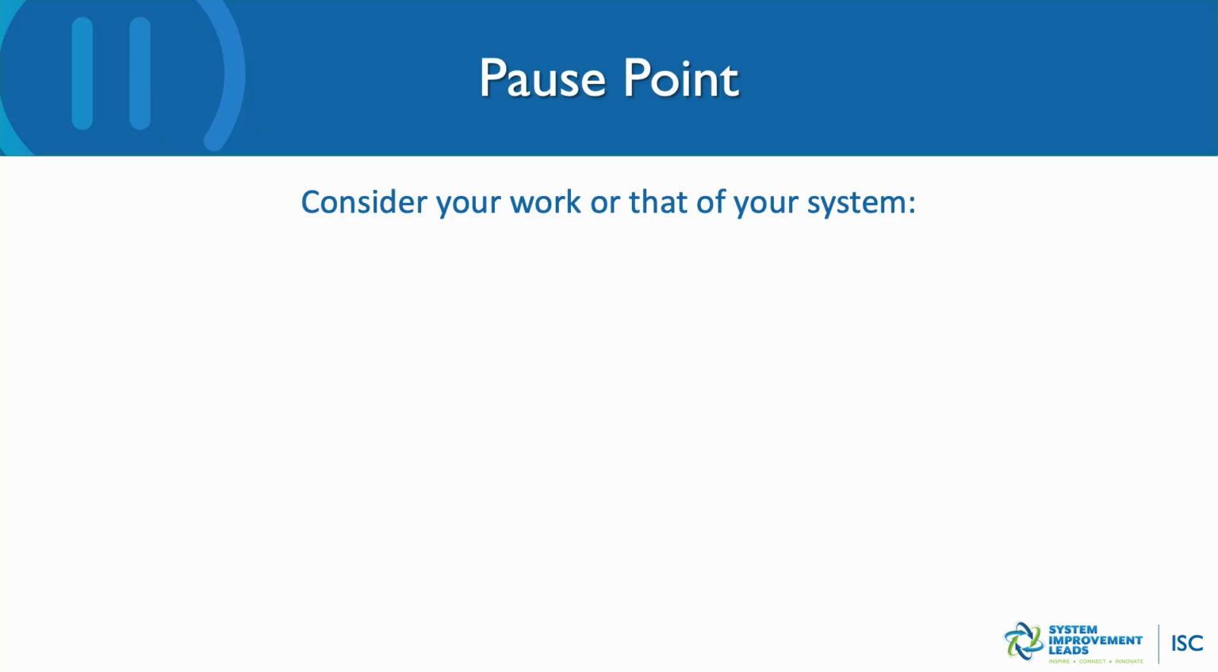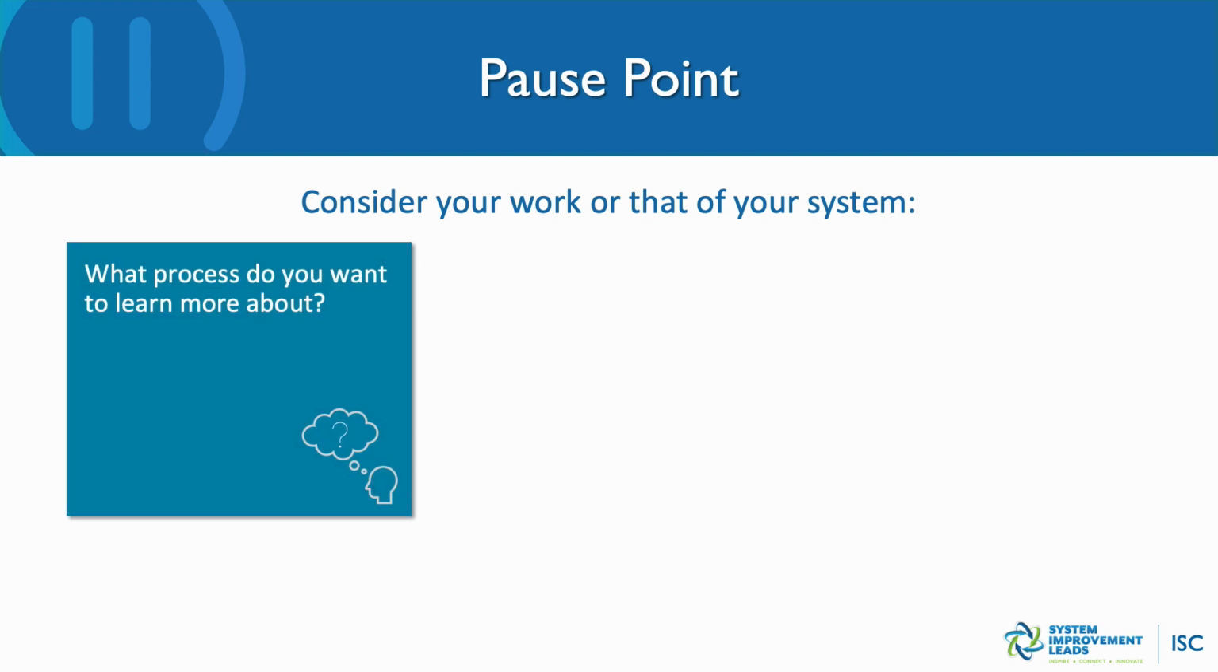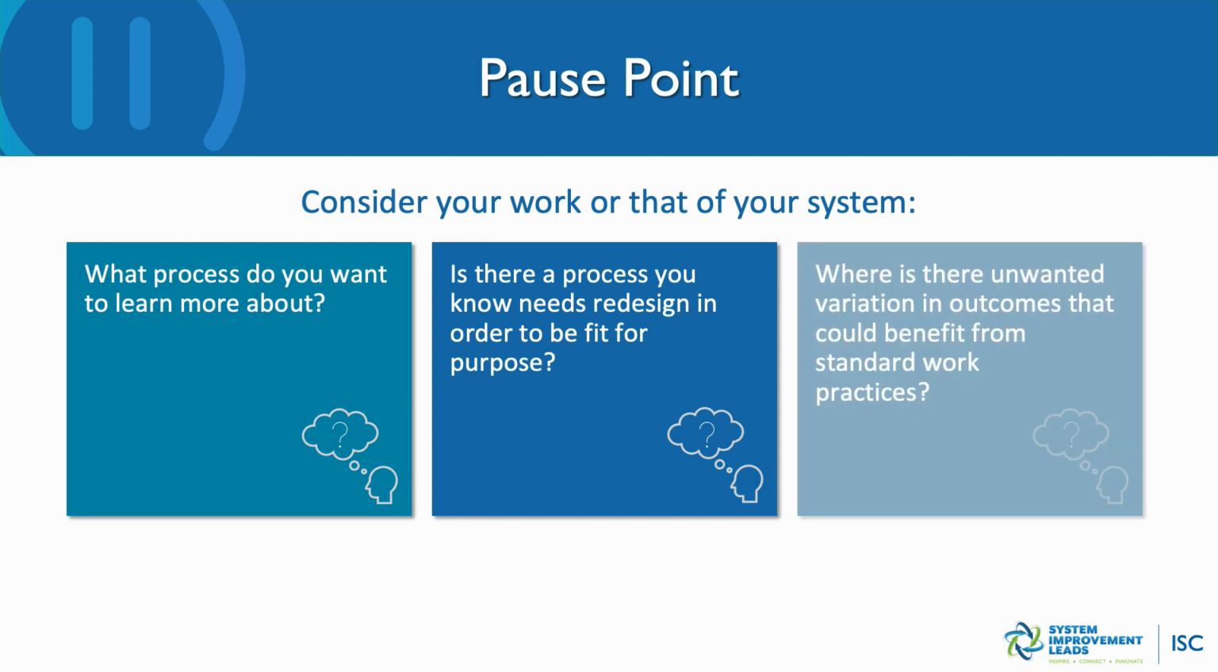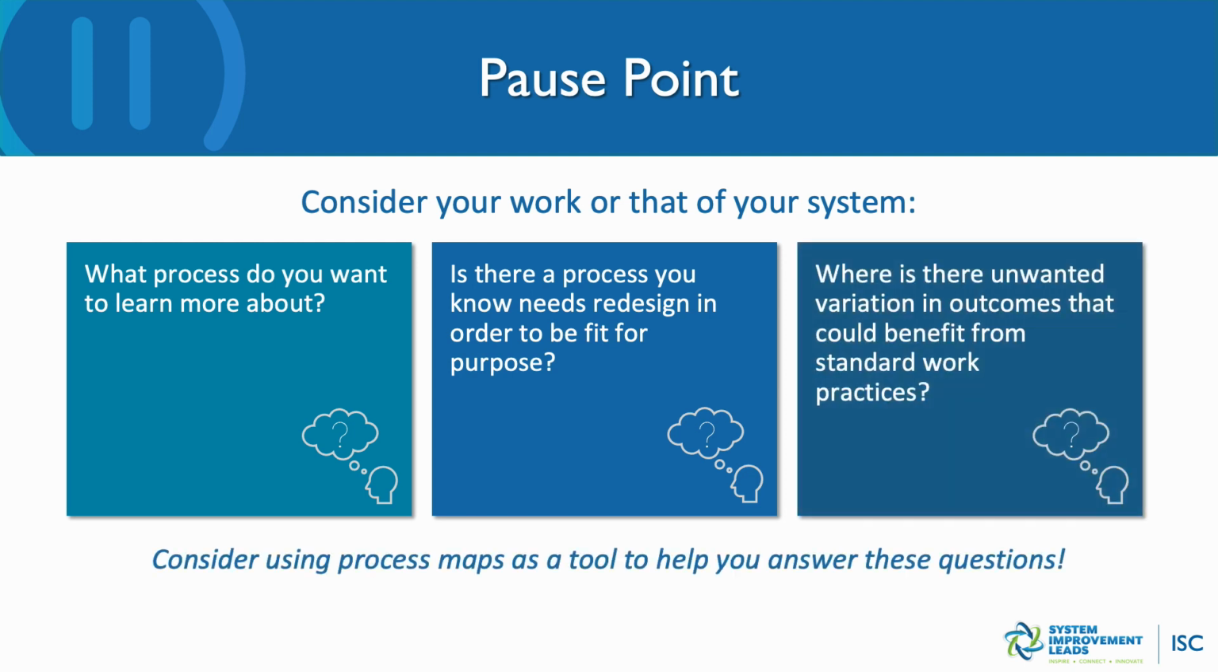Process maps are useful in many ways, from building understanding through analysis to designing or redesigning the system to reducing unwanted variation. Let's pause again to consider how you might use a process map within your organization or improvement work. Where or what is a process you want to learn more about? Is there a process you know needs redesign? Where do you experience unwanted variation in outcomes that could benefit from some standard work practices?